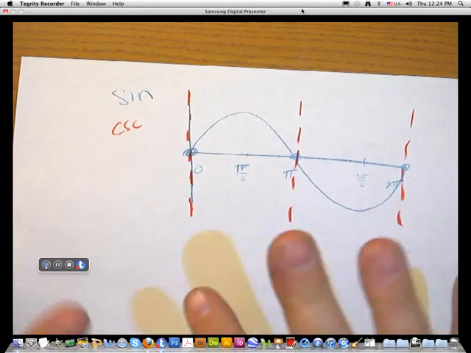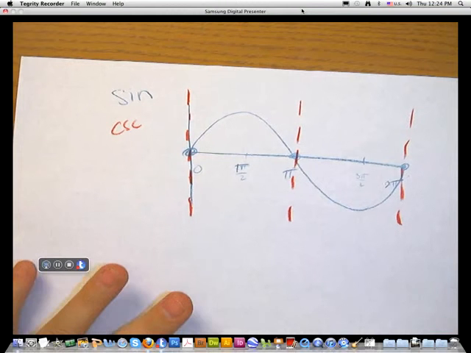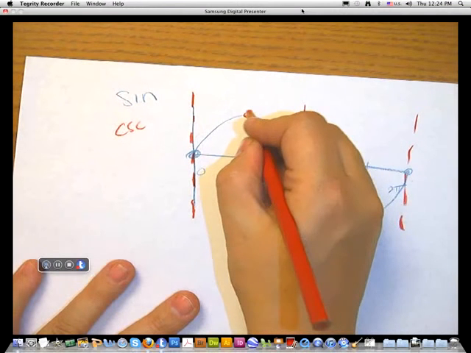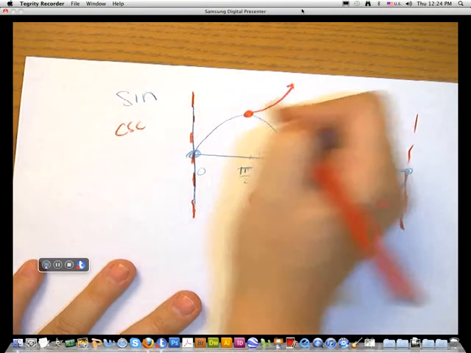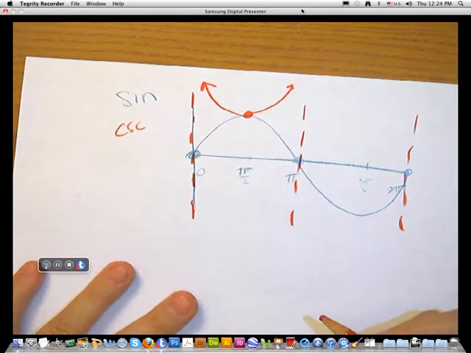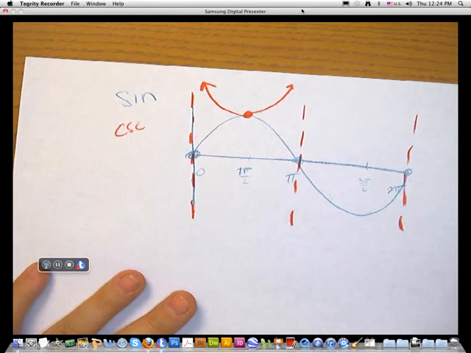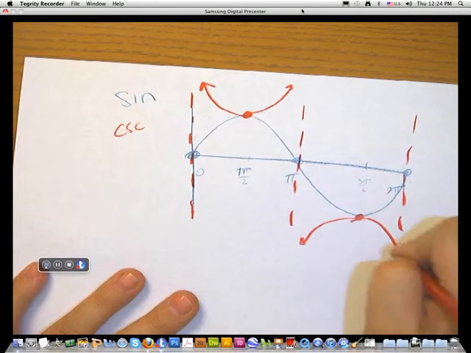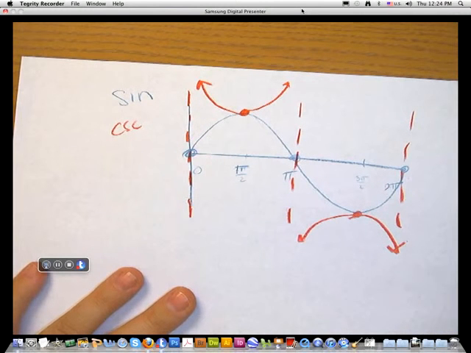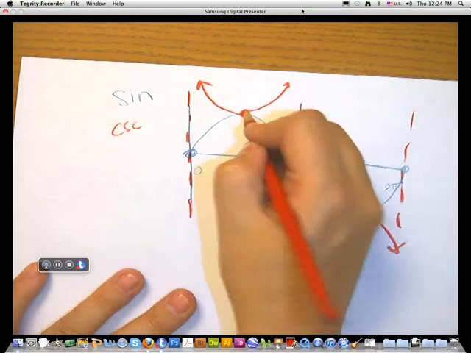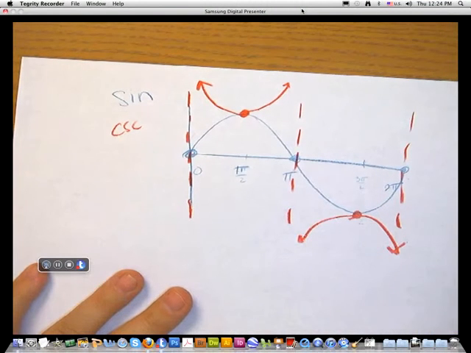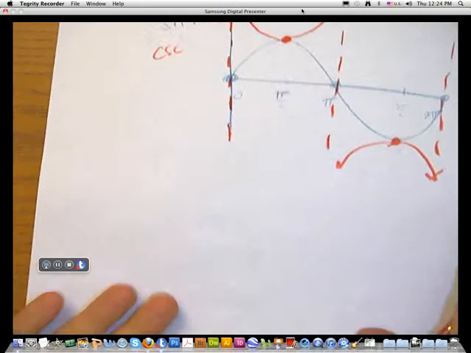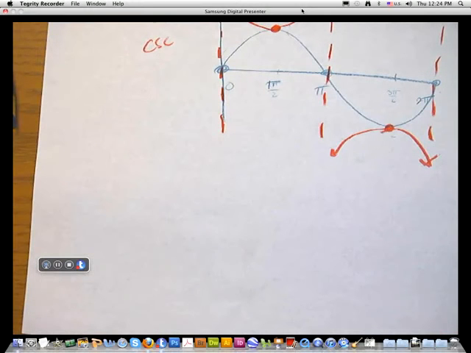Then the cousins reciprocate, they flip. So what happens is on a sine wave, the maximum point ends up being the minimum point of the cosecant. Therefore, the minimum now becomes the maximum of the cosecant. So the points on the sine is what creates the points of the cosecant. You have to know your sine and cosine in order to find secant and cosecant.